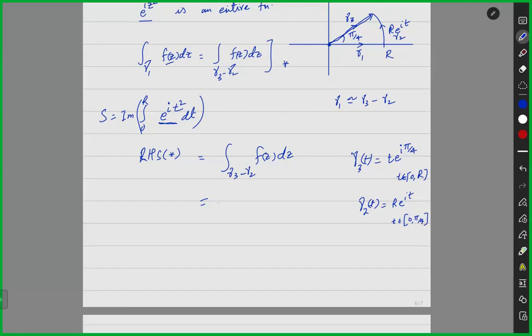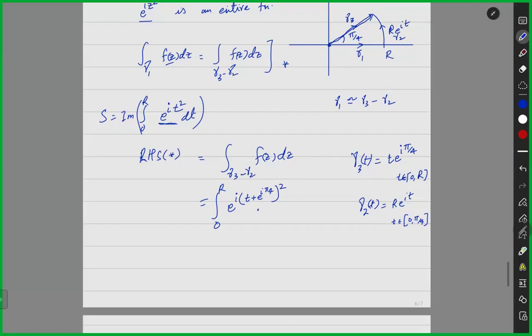In place of gamma 3, we are going to write e power I t square. This is for gamma 3. Gamma 3 is reparameterized from 0 to r, so we can write 0 to r, e power I, in place of t square, we are going to write gamma 3 of t square. Gamma 3 is t plus e power I pi by 4 square into gamma 3 prime, which is e power I pi by 4 dt.